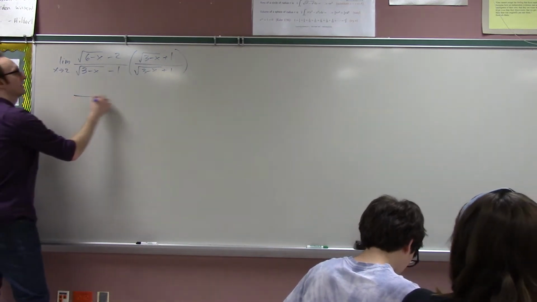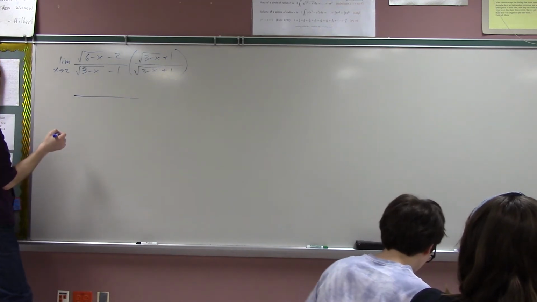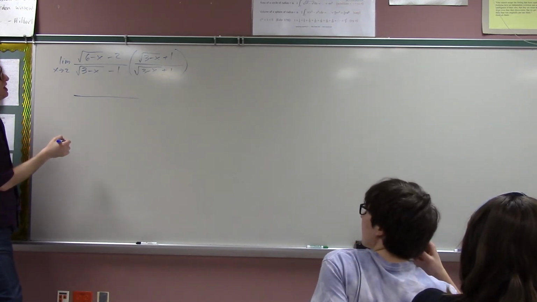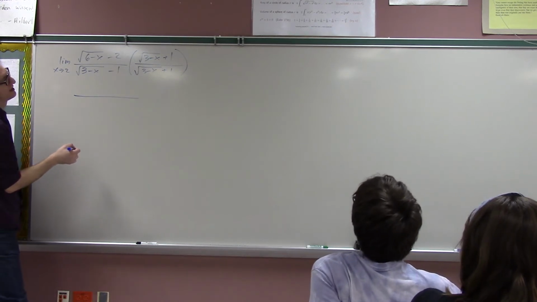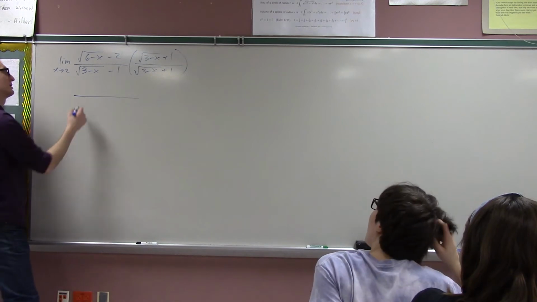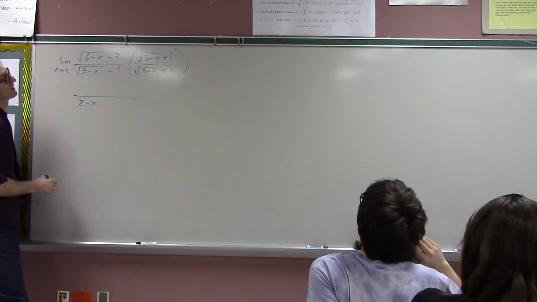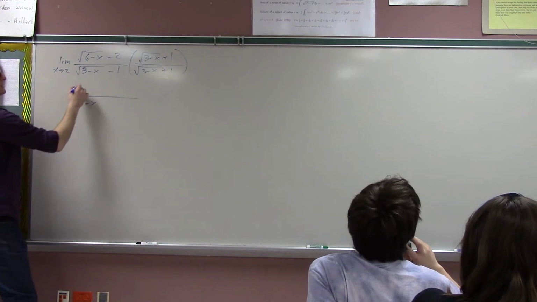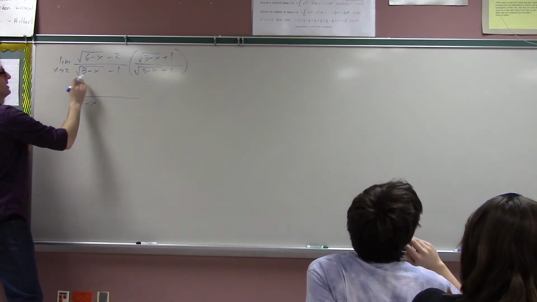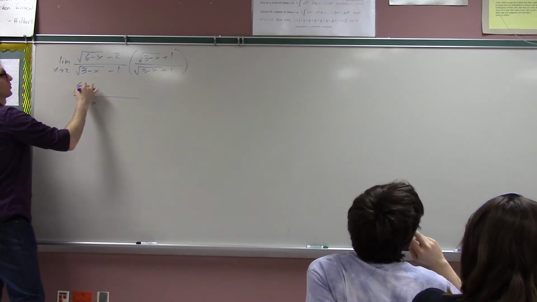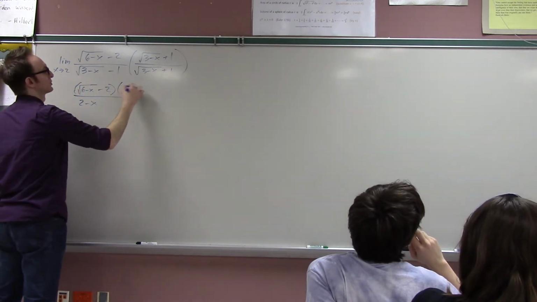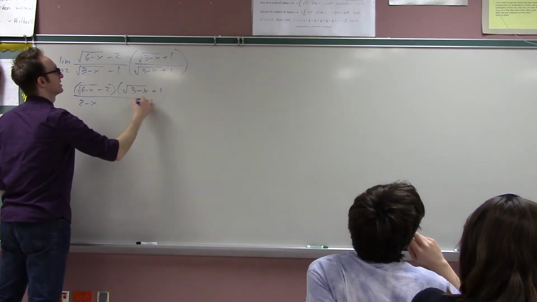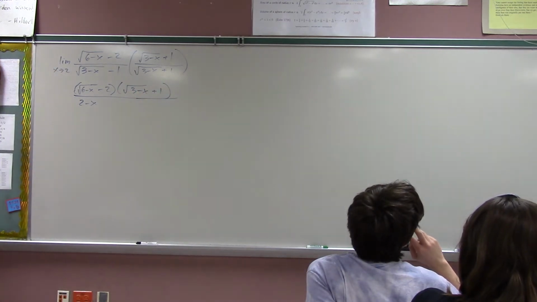In the denominator, I'm going to get 3 minus x minus 1. So what is that? Wow, this is looking hard all of a sudden. 2 minus x. 3 minus x minus 1 is 2 minus x. And on the top, I'm going to get a bunch of stuff: root 6 minus x minus 2 times root 3 minus x plus 1. But unfortunately, my numerator is still 0, and so is my denominator.